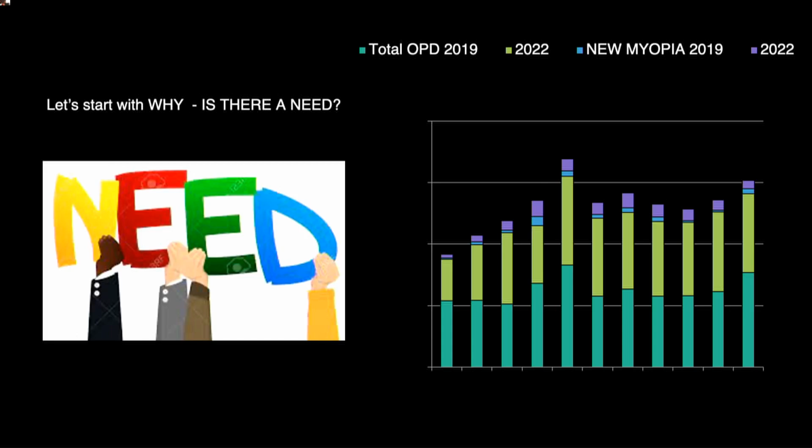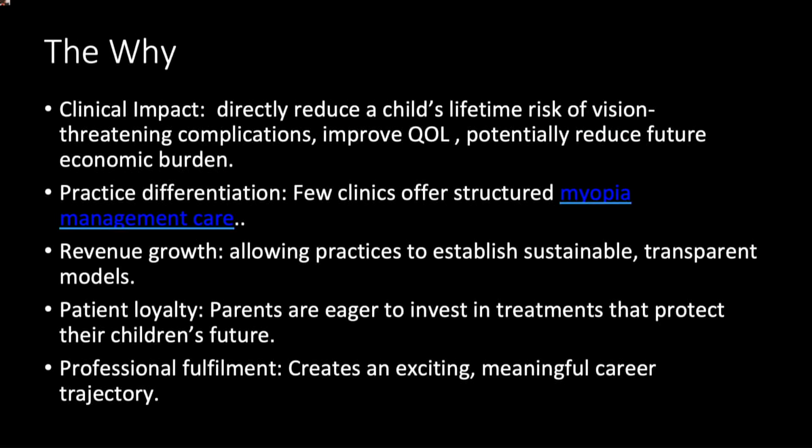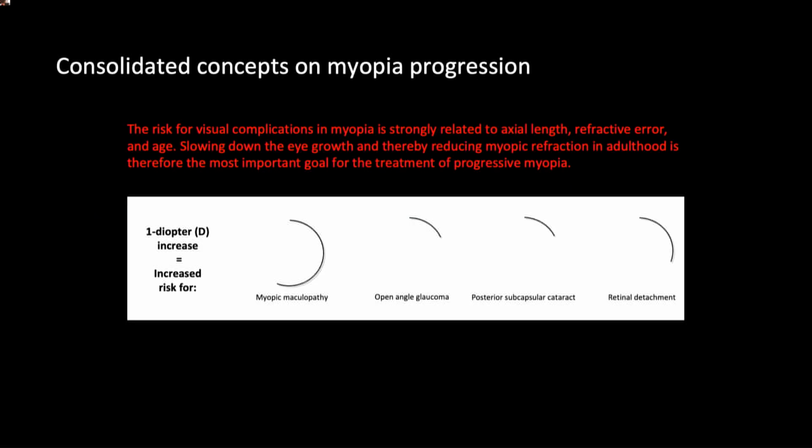This was not just a lag in the people coming to the hospital, it was a sustained increase that was being seen. And we also know that it continues to progress, and in India we are seeing that many of them are continuing to progress even beyond the age of stabilization, that we say 18 or 20. Even adult myopia is a thing, and how to control adult progressive myopia is still not very well understood. But we know that with every diopter of myopia increase, there is going to be more risk of myopic maculopathy, glaucoma, PSCC, RD, especially when we are talking about high myopia.